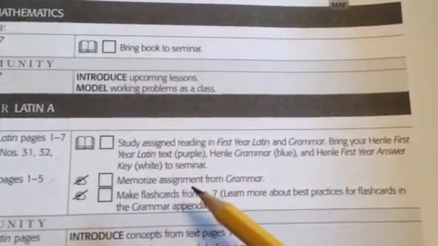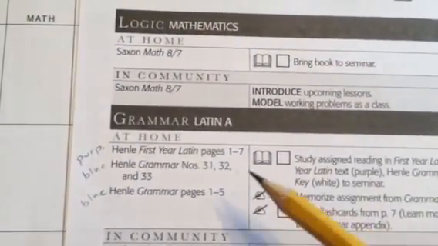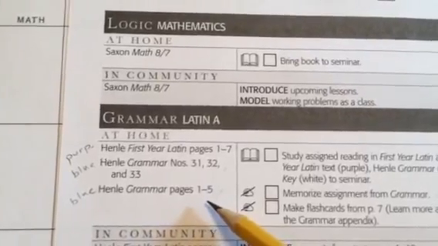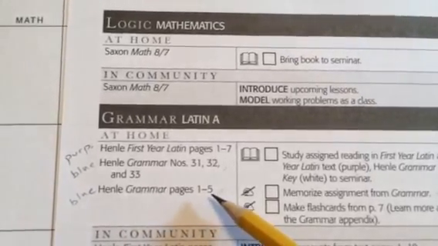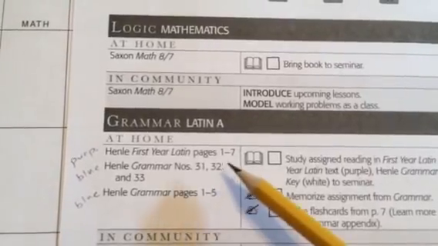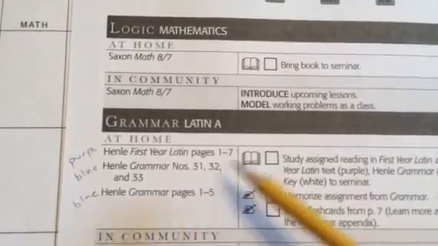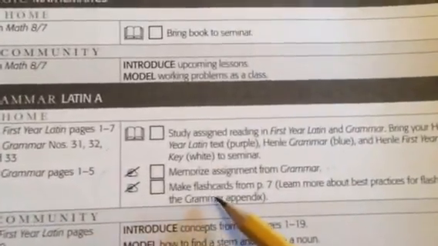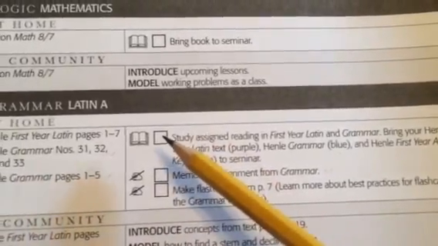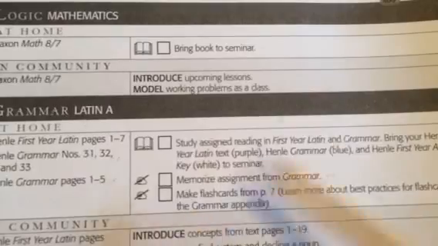That's up to you. Memorize the assignment from grammar. Was that memorize these 3 rules or memorize pages 1 through 5? I did have some confusion there, but after looking at grammar pages 1 through 5, maybe it's good to be familiar with those rules, but let's just memorize these 3. And then make your flashcards. So by the end of the week, the students should be able to check off those 3 boxes before coming to class.